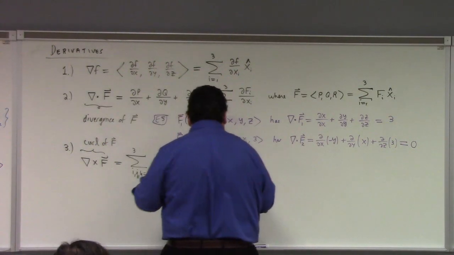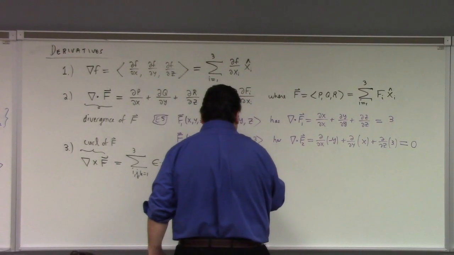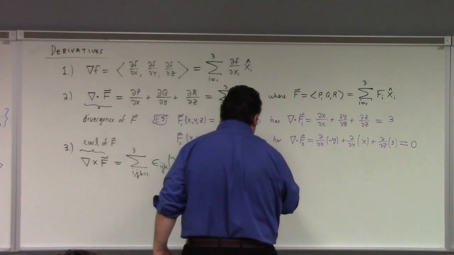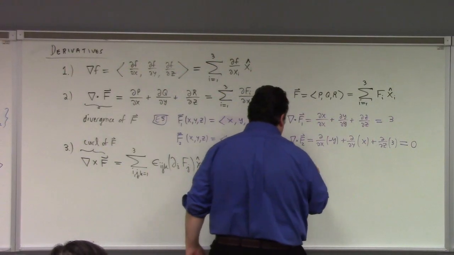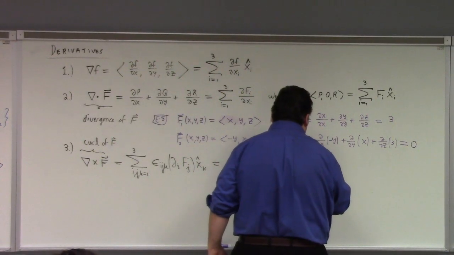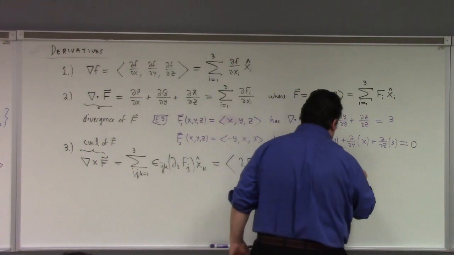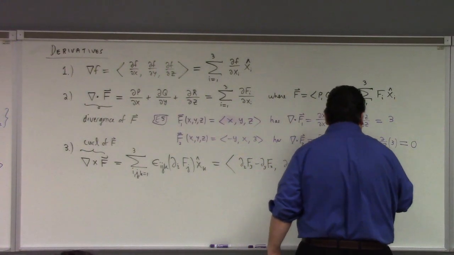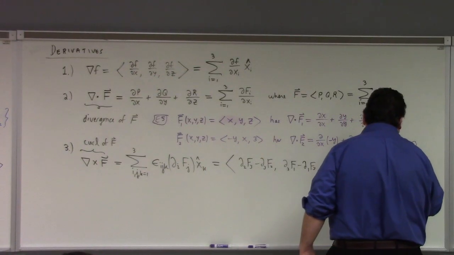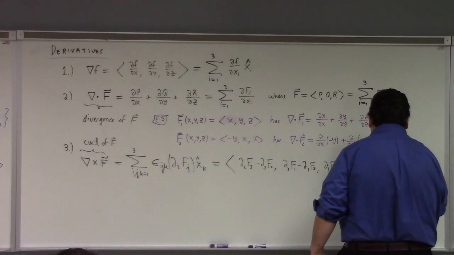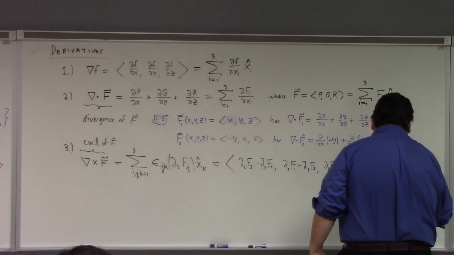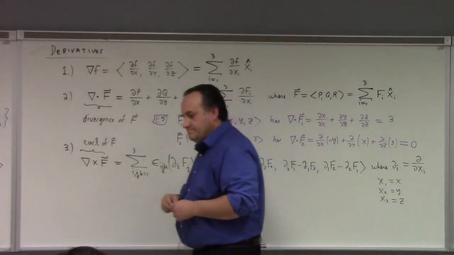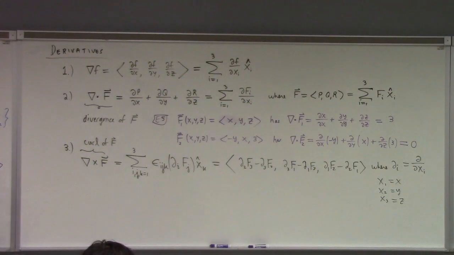Now what that means is partial 2 f3 minus partial 3 f2, partial 3 f1 minus partial 1 f3, partial 1 f2 minus partial 2 f1, where partial i is my shorthand for partial x_i. x1 is x, x2 is y, x3 is z, if you didn't realize. That's the curl of a vector field.